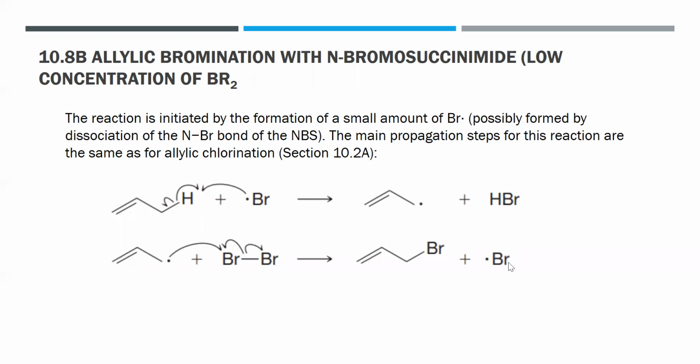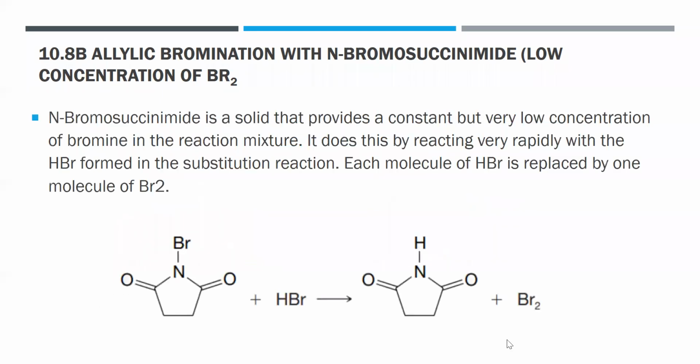Now, once you have your radical here, you can terminate this again with the encounter of another Br dot, or another allylic radical, or any other radical can be terminated.